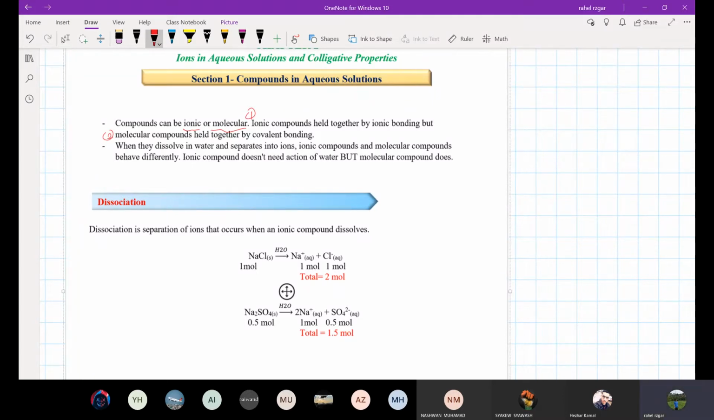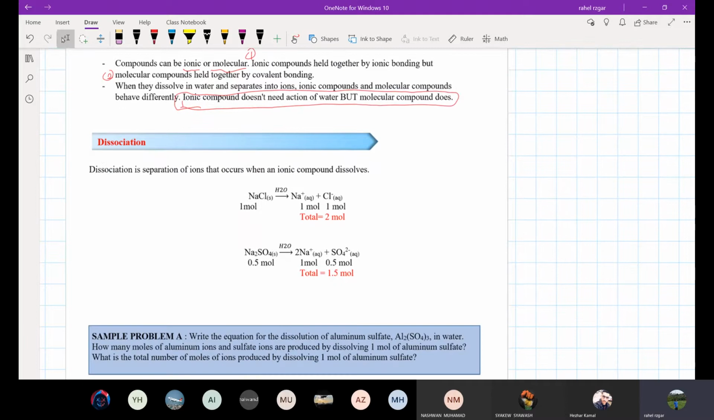It says ionic compound doesn't need the action of water, but molecular compound does. I think this sentence is not in your book, but in the booklet, please try to underline it or highlight it, because when you come back to study, that sentence can be asked in questions or in exams.